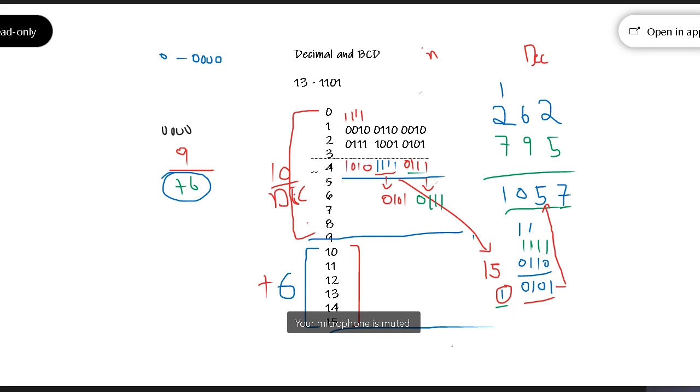Now, what is 1010? 10. But is 10 there in BCD? No, it is 0 to 9, right? So what do I do with this 1010? Add 6. I add 6 again to it. That means 0, 1, 1, 0. So that is nothing but 0 plus 0 is 0, 1 plus 1 is 1, 3, 1, 1 plus 1 is 0.